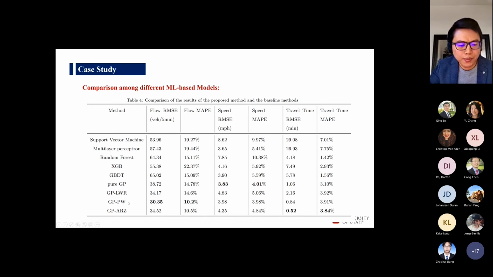So the main reason is PW and ARZ are second-order models, and we can see PW and ARZ are the advanced version of the LWR. So that's why both of them can always have better performance compared with the LWR in most cases. But between PW and ARZ, we couldn't say PW is the advanced version of ARZ or ARZ is an advanced version of PW. So that's why sometimes PW is better, sometimes ARZ is better.